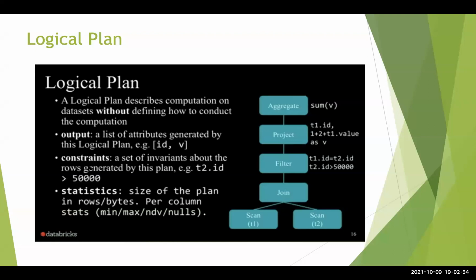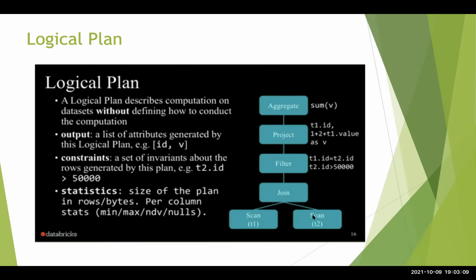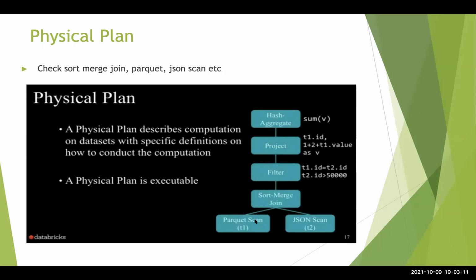And so this is the logical plan, correct? And then the physical plan will decide how to do those things. If you have an aggregate, then what type of aggregate? This is a hash aggregate. If you join, what type of join? It is a sort merge join. Here I am reading the files. So what type of file reading is happening?